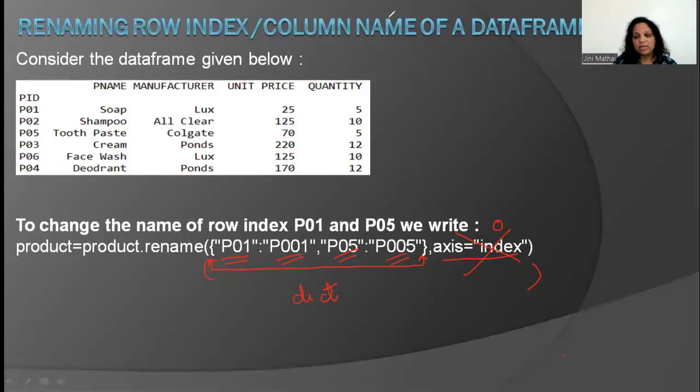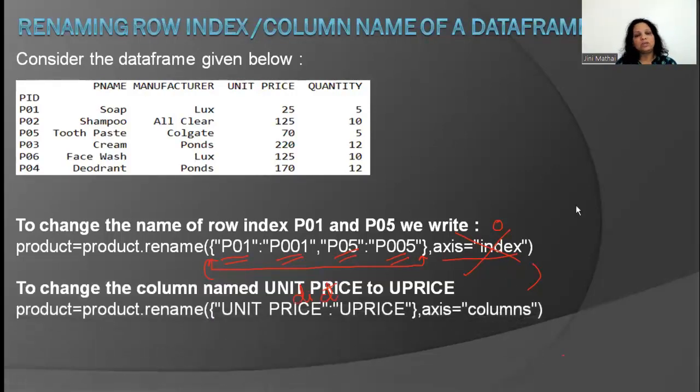But is the column any different? No. For the column, what do I do? Can you see here? I wrote product.rename function. The method name is the same.